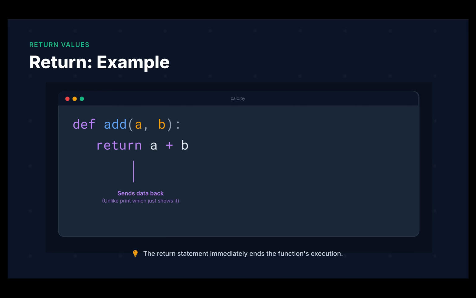Explaining in more detail, the function add(a, b) returns a plus b. Here you can see that the return sends that data back, and it also immediately ends the function's execution. So it's important to remember that once Python reaches a return statement, it exits the function.